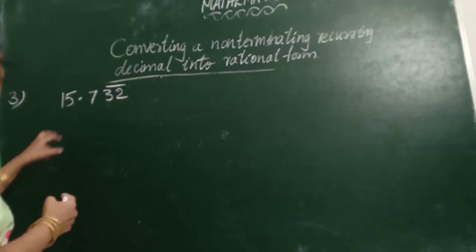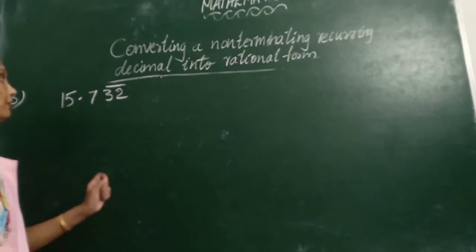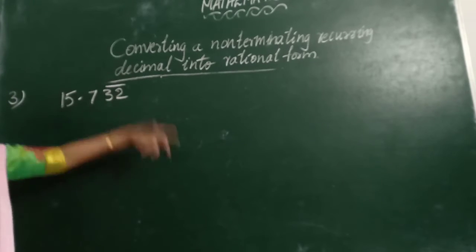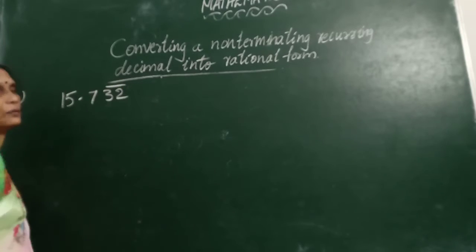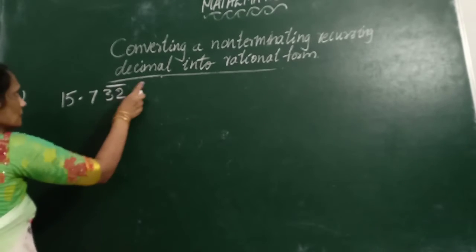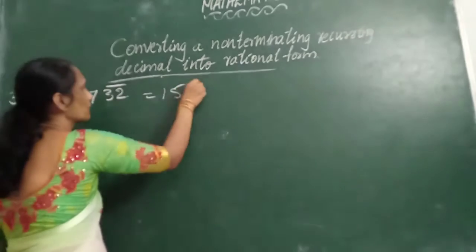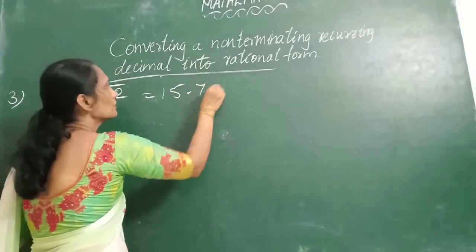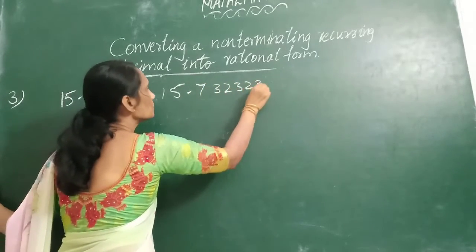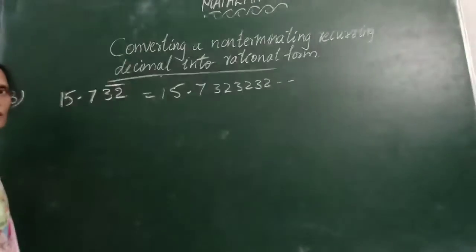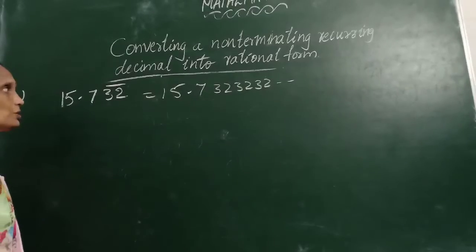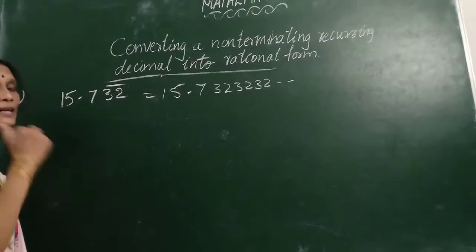Okay, let us see this question. 15.732 bar means only 3 and 2 are repeated. Actually, this is equal to 15.7323232 and so on. Only 3 and 2 are repeated. The recurring part is 32. So what is the periodicity? 100 is the multiplier for periodicity. But there is one problem.